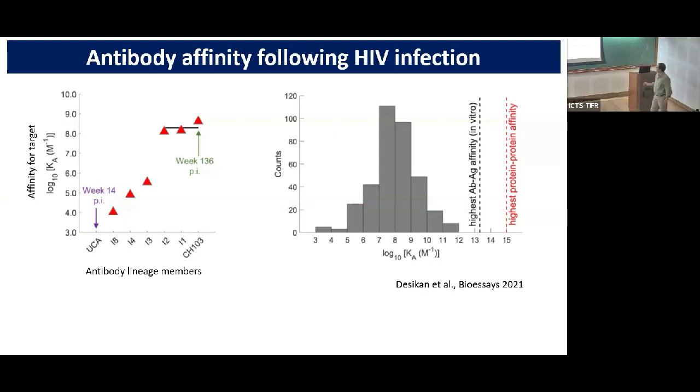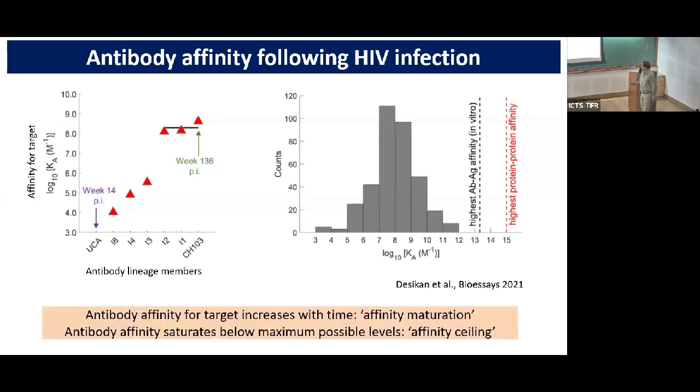So if you take, for example, streptavidin and biotin, some proteins that bind very, very tightly, then their affinities are several orders of magnitude higher than the affinities that have been realized in vivo. So the questions that you can ask from observations like this: antibody affinity for target, it increases with time. This process is called affinity maturation. How does this happen? And interestingly, that this affinity saturates well below maximum possible levels that are realizable in other systems. So what decides this affinity ceiling?